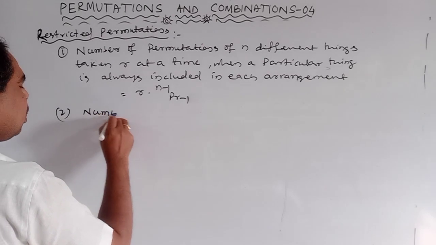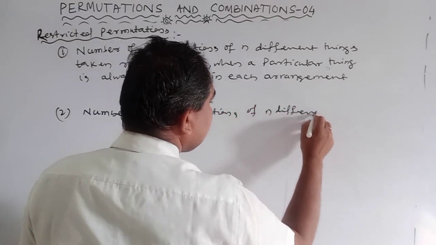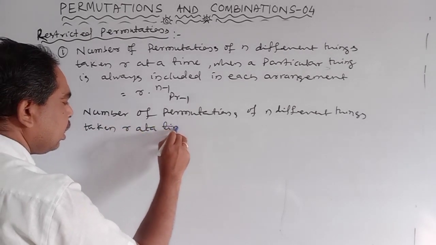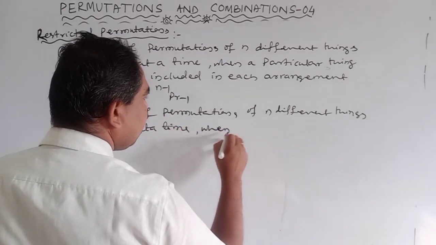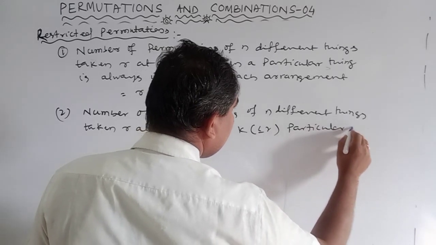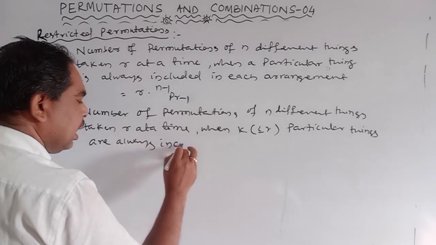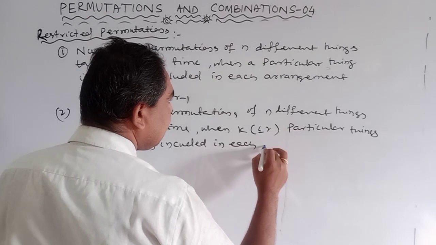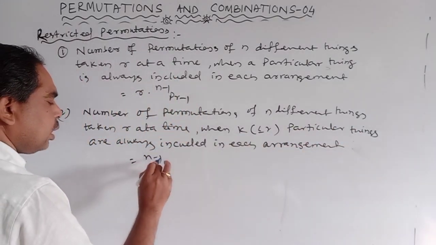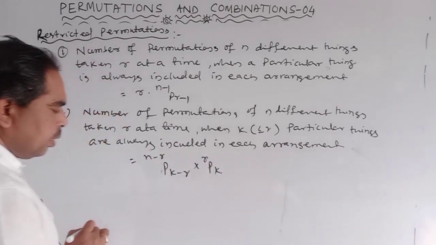Second one: the number of permutations of n different things taken r at a time, when k particular things are always included in each arrangement, is equal to n minus r P k minus r into r P k.